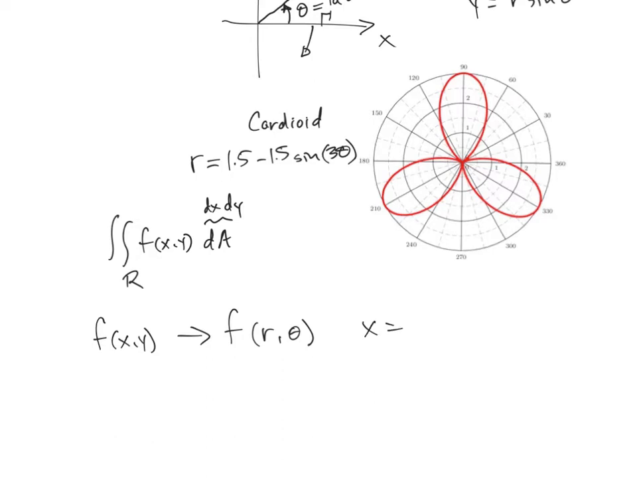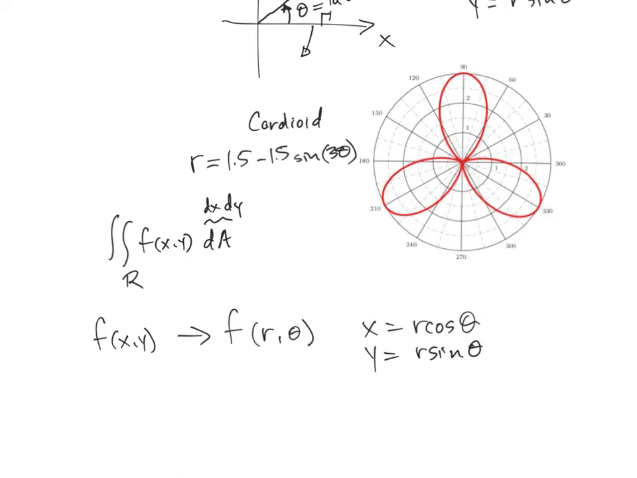Well, x is equal to r cos theta, and y is equal to r sine theta. So we just take our original function. Wherever there's an x, we substitute r cos theta. Wherever there's a y in this function, we substitute r sine theta. Simplify, and we've got a function of r and theta. So that's one thing we have to do: change this function into a function of r and theta using these two equations.